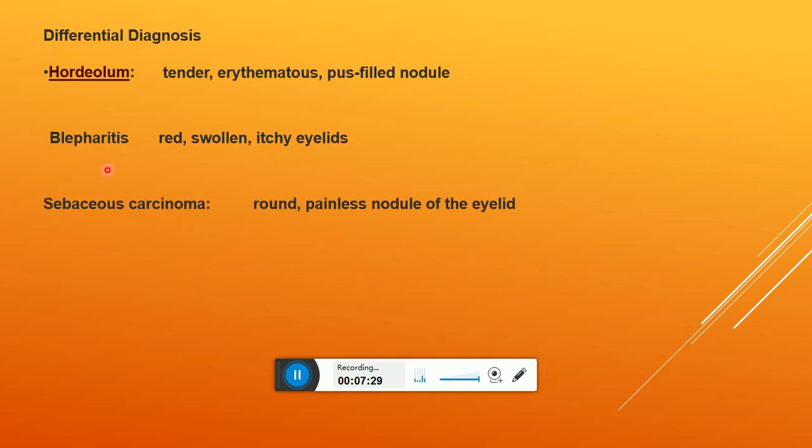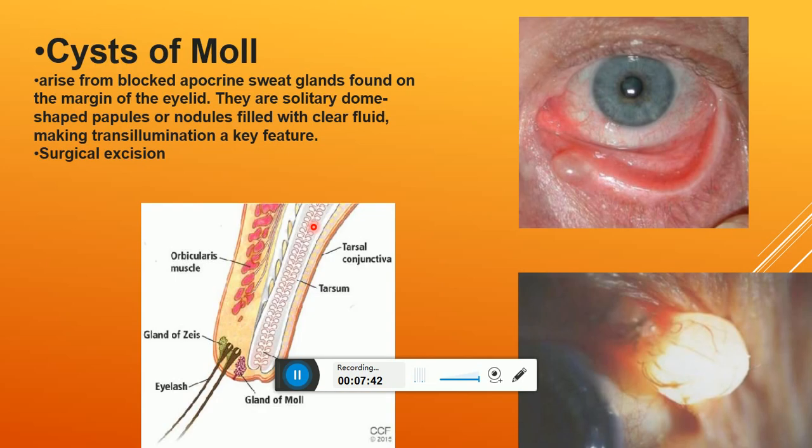Differential diagnoses are chalazion, which is tender; blepharitis, where there are itchy eyelids and scales on the lid margin; and sebaceous carcinoma, which is round and painless. Other eyelid cysts include cyst of Moll.